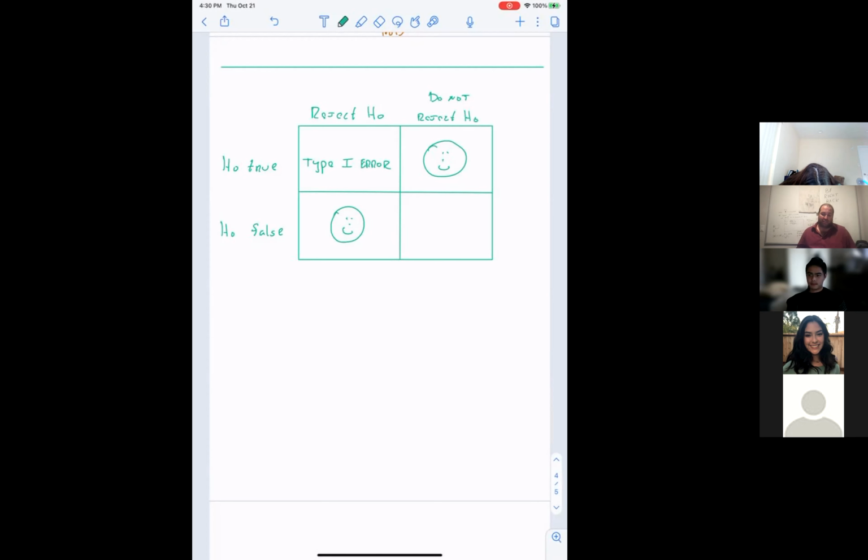Can anyone guess? And this might be very tough, but I'm going to go out on a limb and think that at least one of you can get this right. Can anyone guess what we call the error when you don't reject the null hypothesis, but you should have because it's false? It's tough, but I have faith in some of you. Hey, we got it. It's a type 2 error. Way to go.